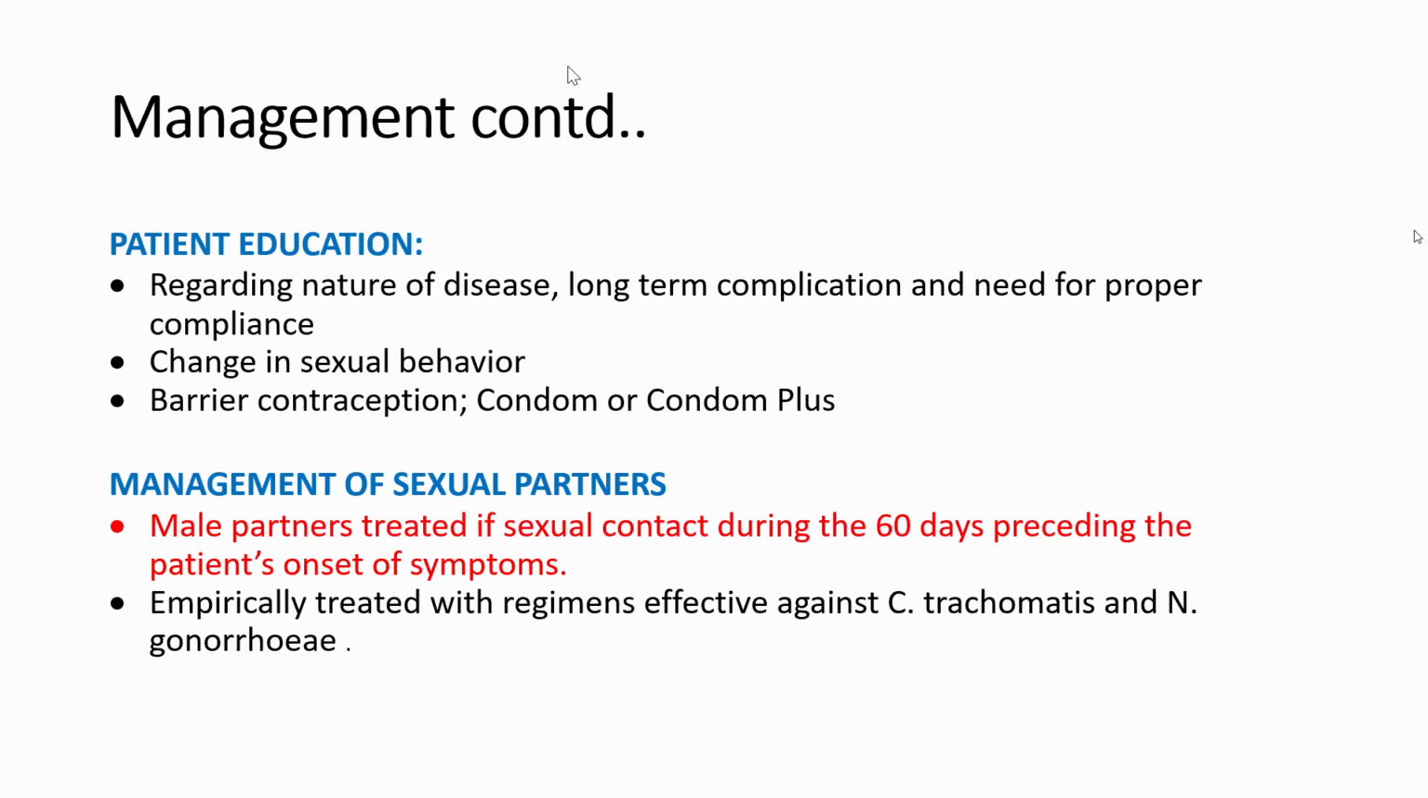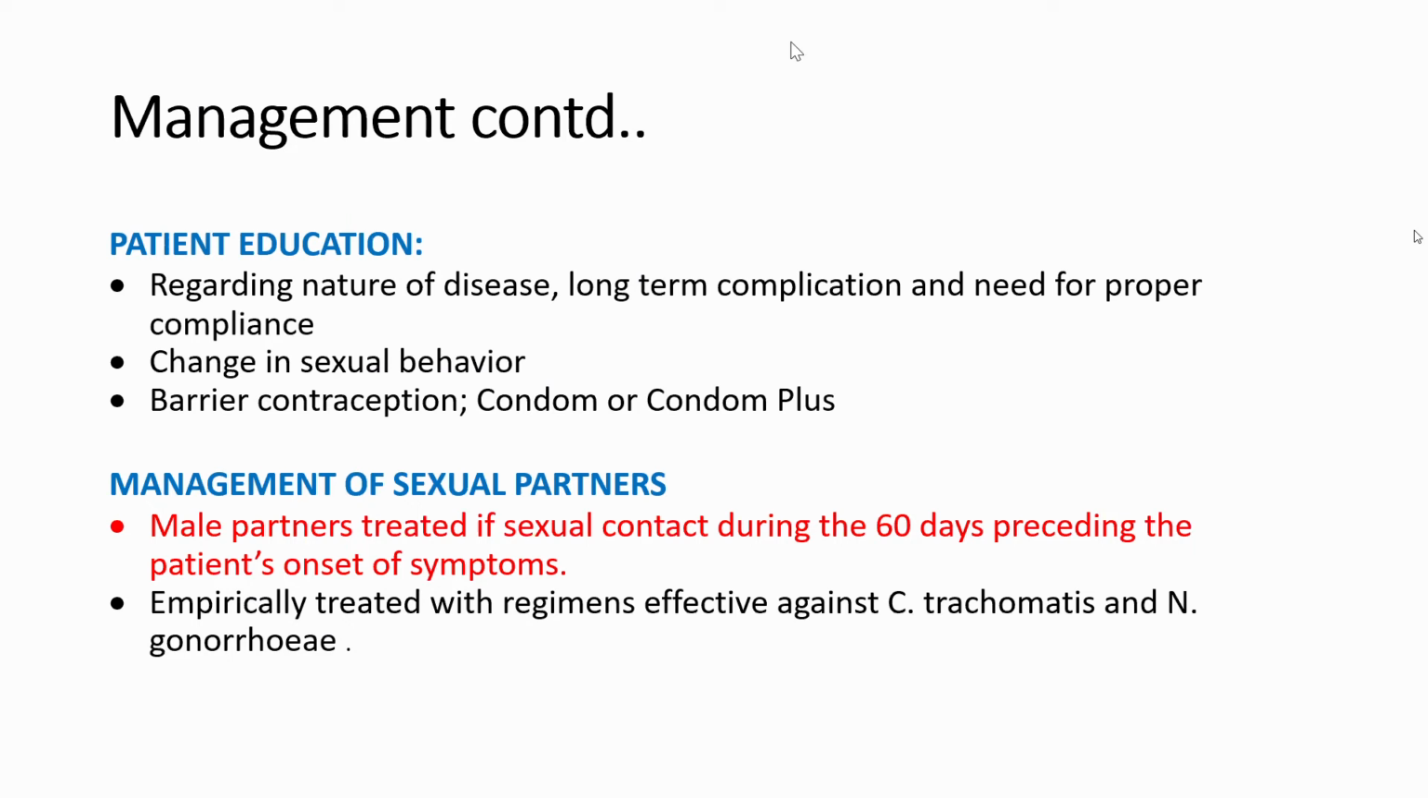Contact tracing should be done, and the male partner treated if there was sexual contact during the last 60 days preceding the patient's onset of symptoms. Empirically treat with a regimen effective against chlamydia and Neisseria. Always, for the sexual partner, you should at least cover chlamydia and Neisseria.